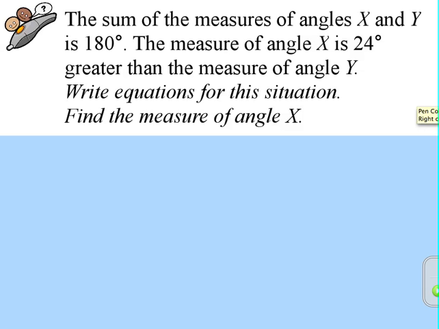The sum of the measures of angles x and y is 180. The measure of angle x is 24 degrees greater than the measure of angle y. Write equations for the situation, find the measure of angle x. So let's do the sum of the measures of angles x and y is 180. What would be an equation for that? x plus y equals 180. Very good. Now let's look at the next statement.